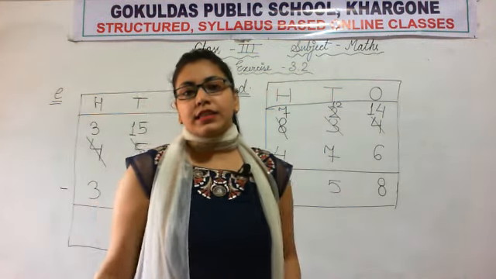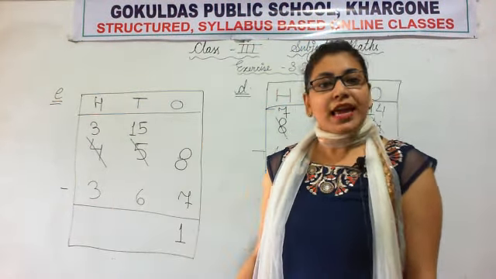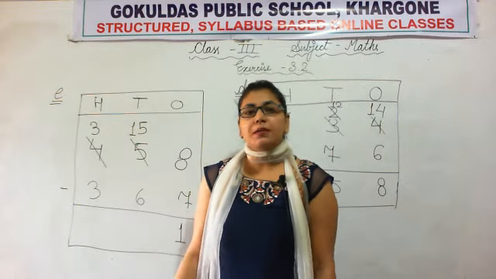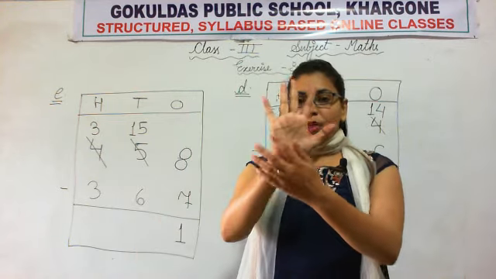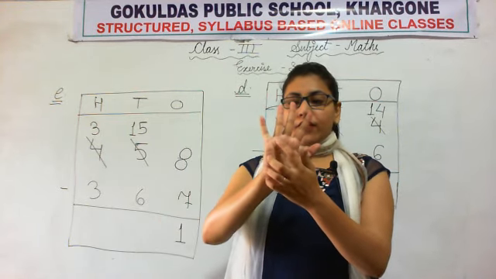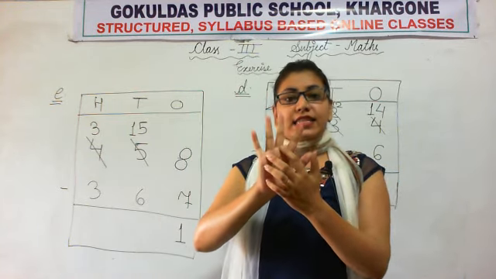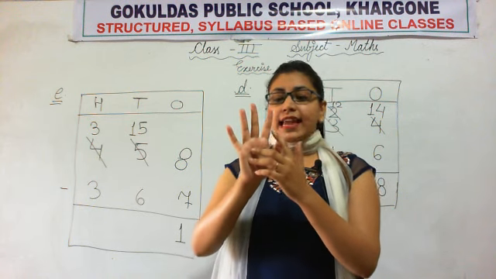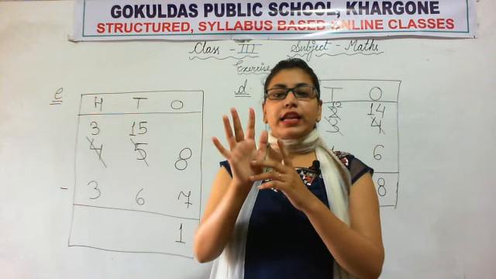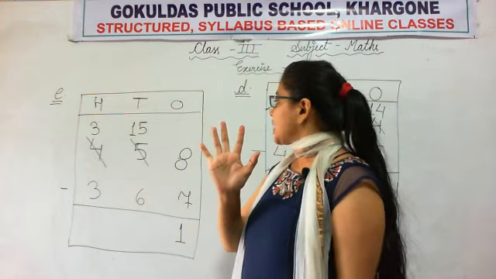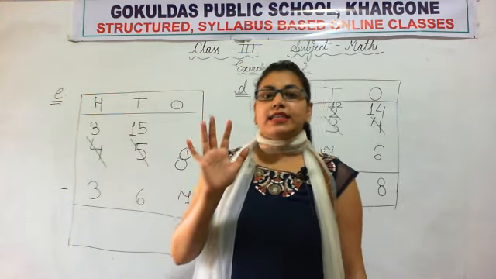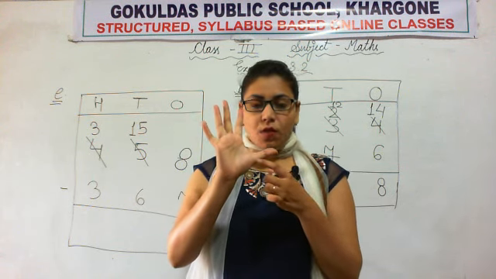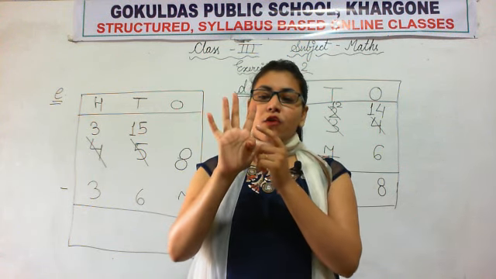Now can we remove 6 from the 15? Yes, because 6 is the smaller number now. So let's count 15 finger marks first. 1, 2, 3, 4, 5, 6, 7, 8, 9, 10, 11, 12, 13, 14 and 15. 15 finger marks we had counted. Now minus 6. So let's remove 6 finger marks. 1, 2, 3, 4, 5, 6.